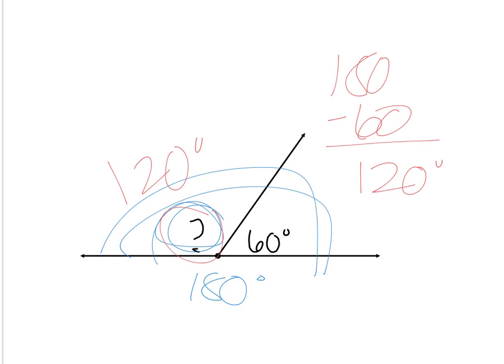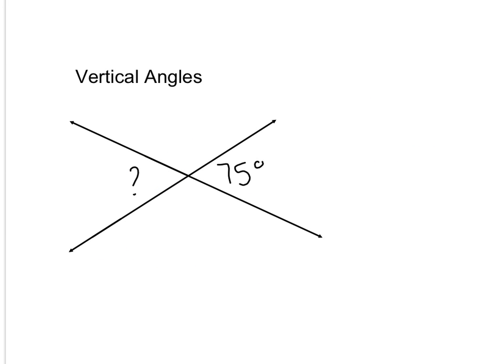This one, we're talking about vertical angles, right? We can see they're across from each other. So this is just saying if this one's 75, so is its vertical angle, which is over here, would also be 75 degrees.